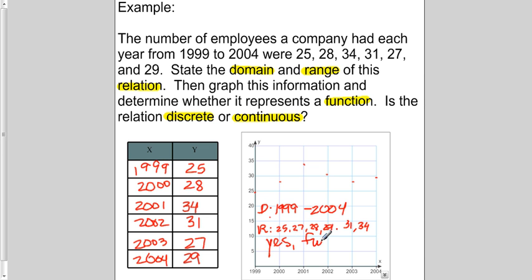And the last thing we need to do is say if it's discrete or continuous. This is definitely a discrete graph, because we're plotting specific points here. We haven't connected them with a smooth line or curve, so this function is discrete. Talking about information at specific points here, specific years in this case. Okay, and that's all we need to do for this one.